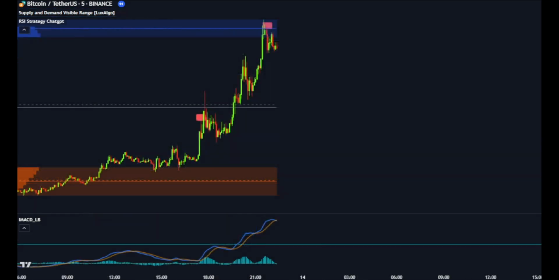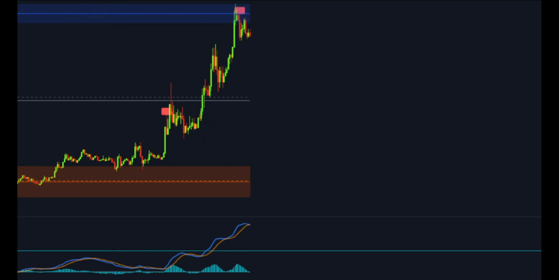Let's see the conditions to take a short trade. Now we're in Bitcoin with a 5 minutes time frame. First, we have to see that the price is in the supply or demand zone. In this case, the price is in the supply zone. So we are going to look for short trades. Second, we have the signal from the ChatGPT indicator. And third, we see that there is an Impulse MACD crossover in our overbought zone. So we take a short trade.